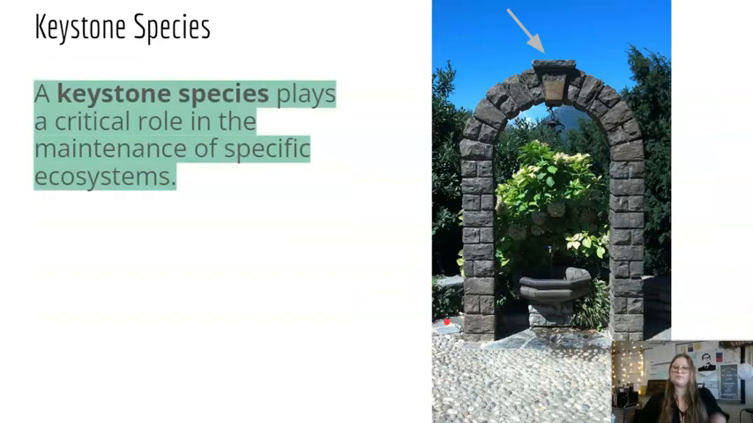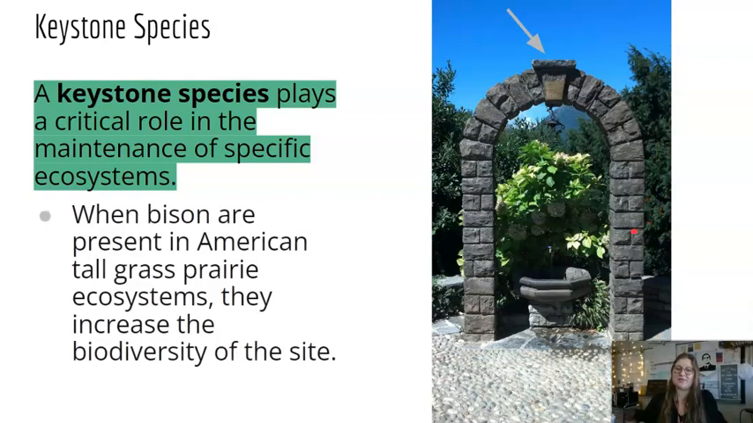All right. For us to truly understand ecosystems and how they're shaped and molded, we're going to talk about a keystone species. Keystone species play a critical role in the maintenance of specific ecosystems. They get their name from the keystone in an arch. If we took that stone out, the entire arch would collapse. Just like with keystone species, without that species in that ecosystem, the entire ecosystem would look incredibly different. That keystone species helps keep it together.